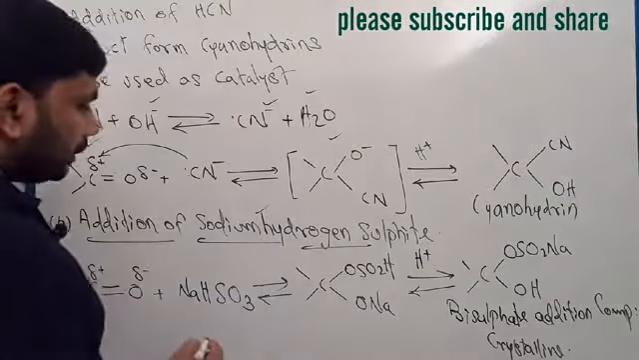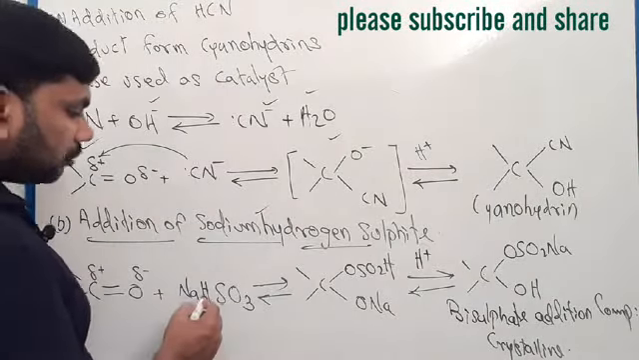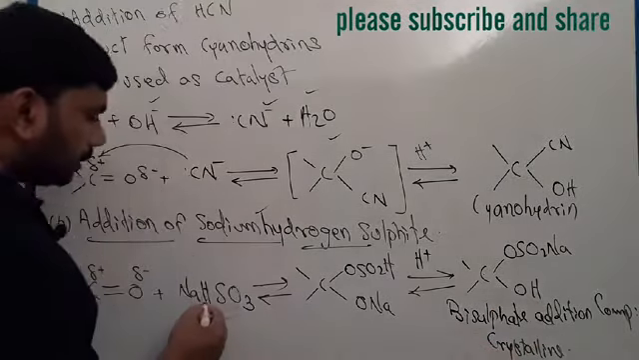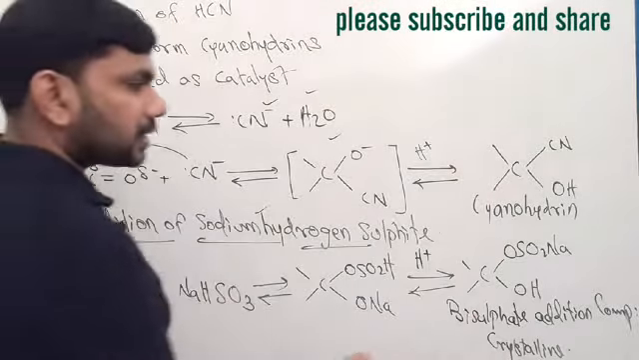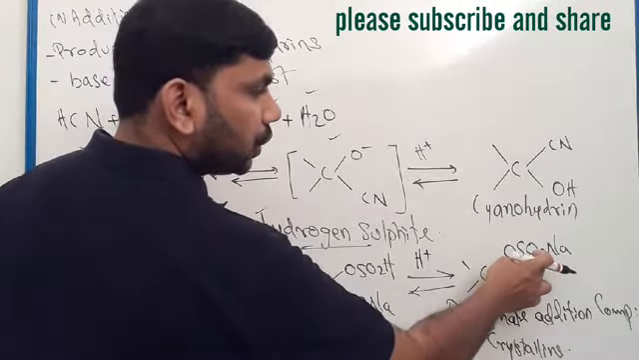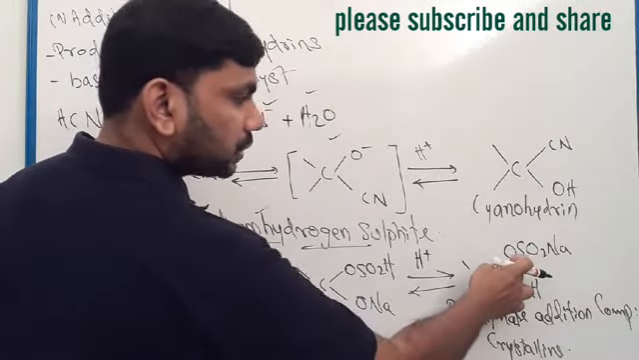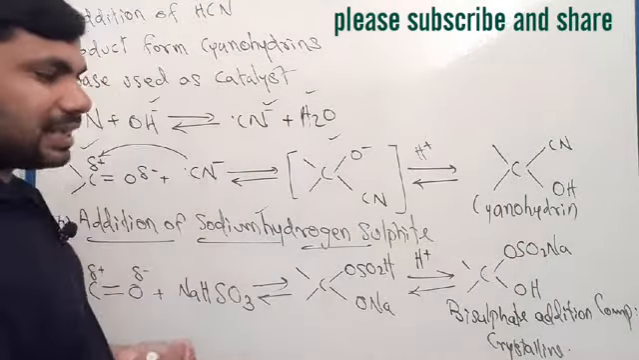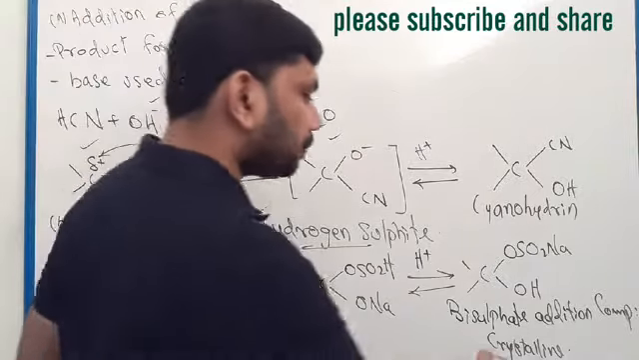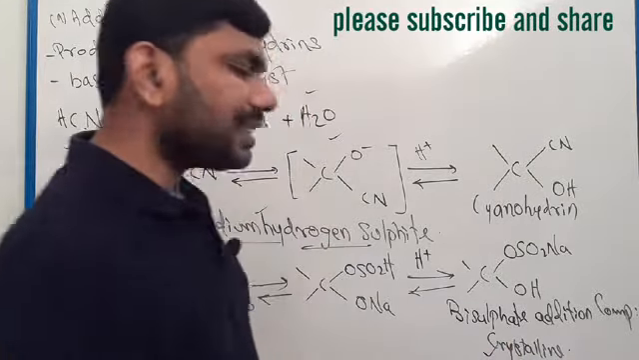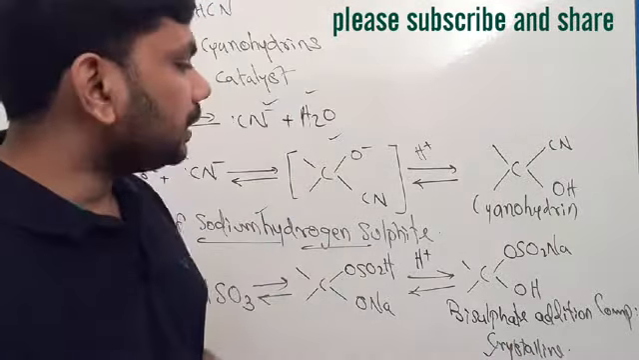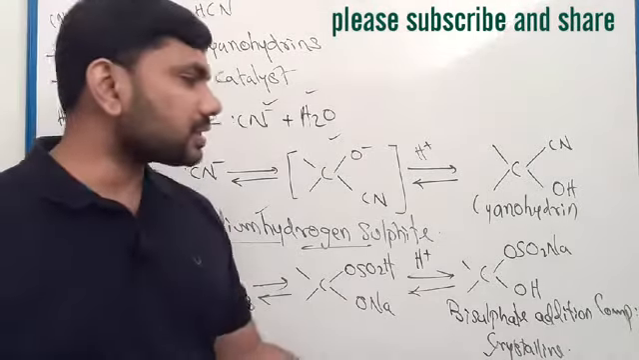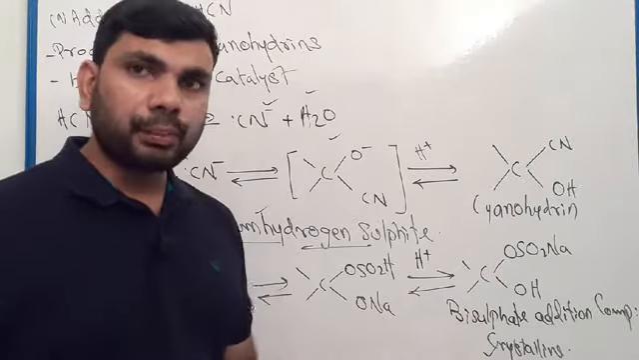In NaHSO3, this hydrogen will join with the oxygen to form OH, and the rest is SO3Na, that is, 2 oxygen and 1 oxygen, SO3Na. This product is in the crystalline state. This is a solid crystalline product. And this product is called the bisulfite addition compound.